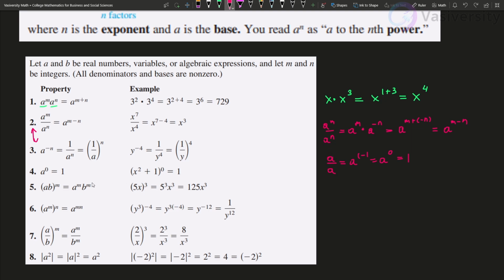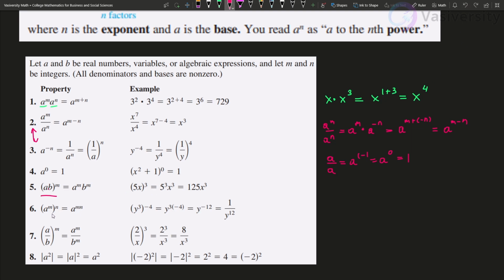Then we also have the distribution law, right, of the powers. So if we have a times b in parentheses, in multiplication, this is very important because a plus b in parentheses is not going to be the same thing. So a times b to the power of m is equal to a to the power of m times b to the power of m. And here would be a corresponding example for it.